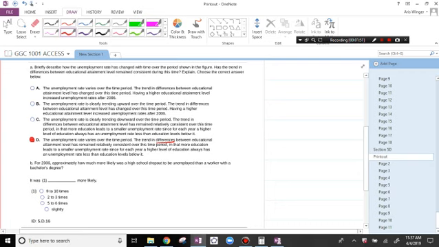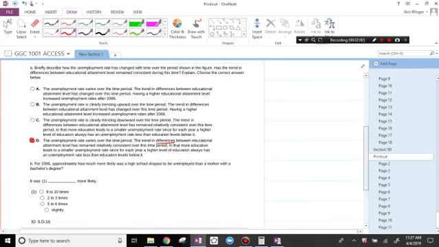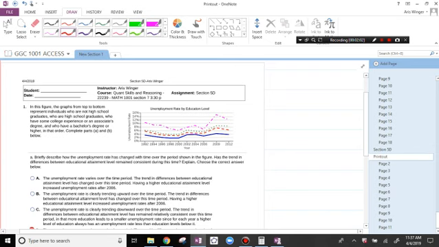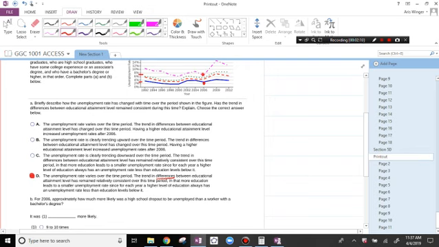For 2006, approximately how much more likely was a high school dropout to be unemployed than a worker with a bachelor's degree? So the year is 2006. So 2006, it's roughly 3% for the blue, and here it's roughly 7%. So we would say 2 to 3 times. So it's 3% versus 7%. 2 to 3 times as likely.